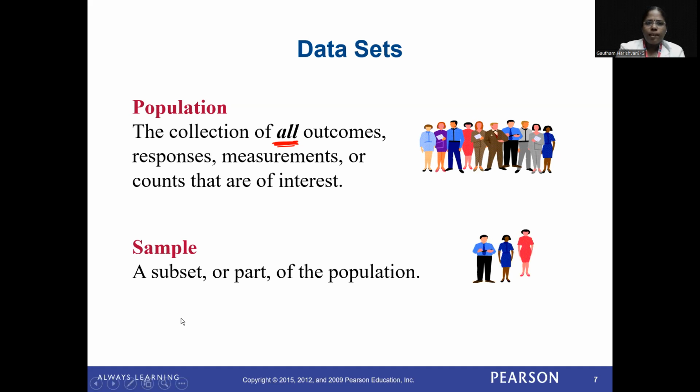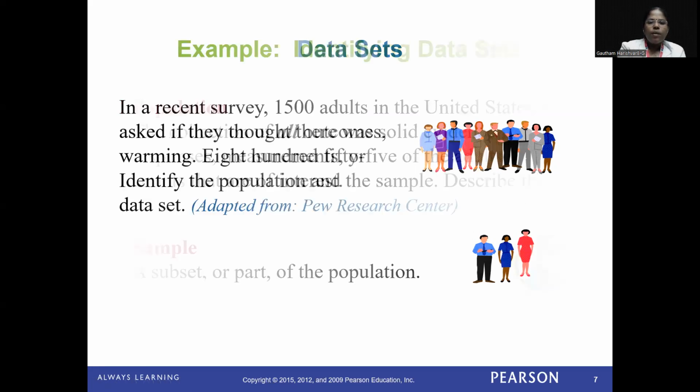Sample means it is a subset or part of the population. For example, if you are considering only the responses from Tamil Nadu, that is an example of a sample, a subset or part of the population. Okay, so that's the only difference. You can see the picture here. Some people are standing, which is an example of a population. From those people, we have collected only 3 people. That is considered a sample.